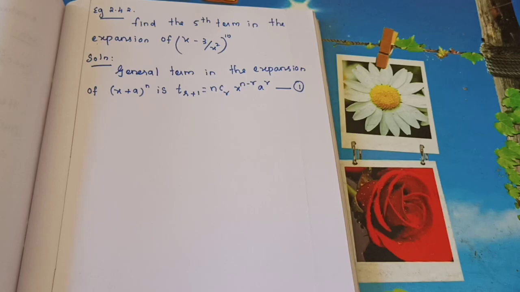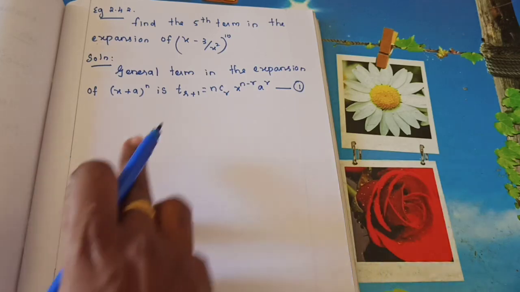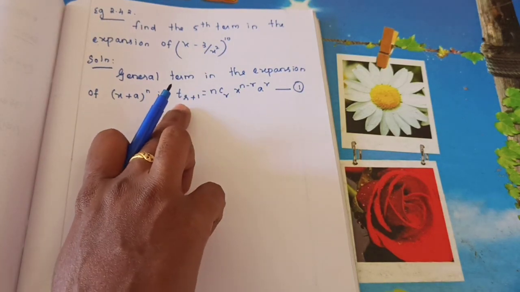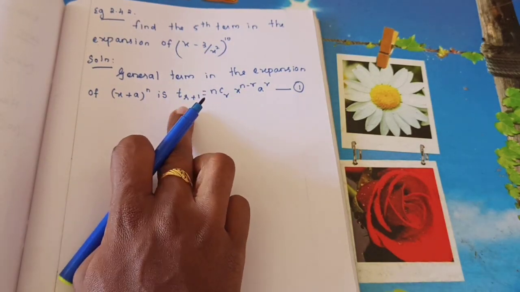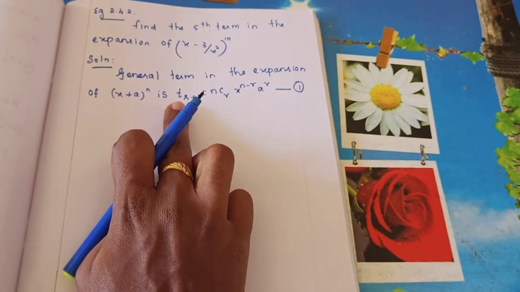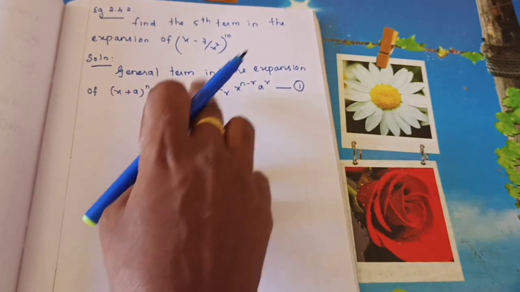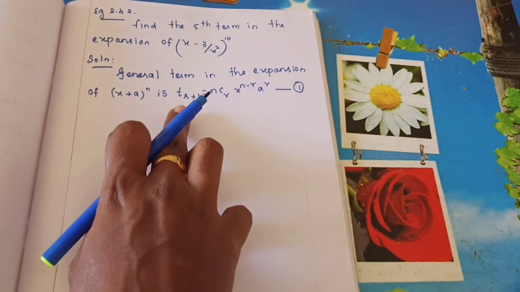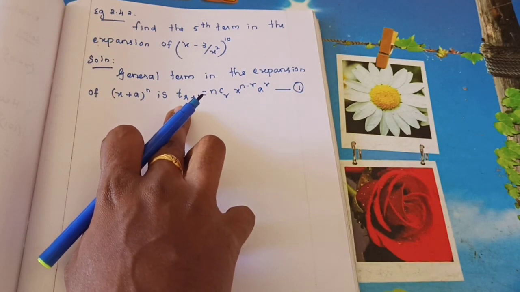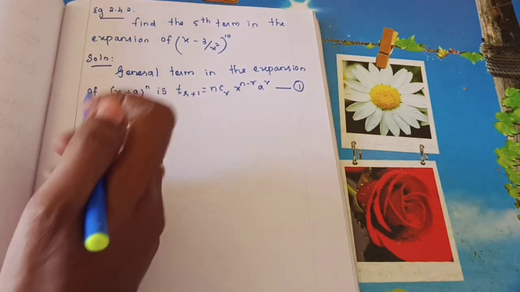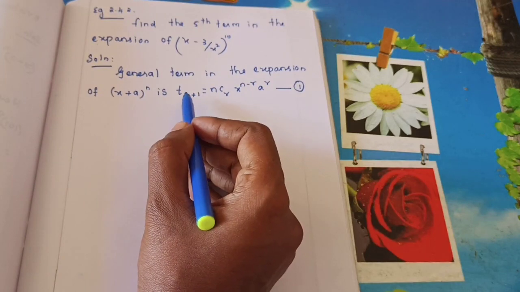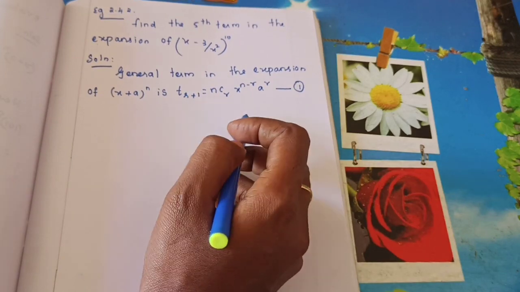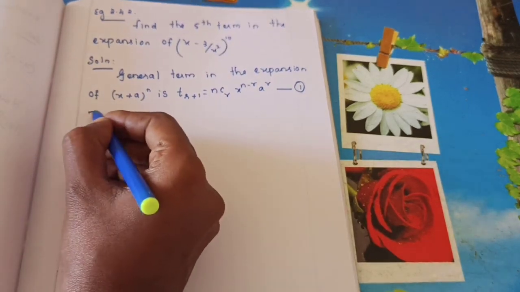Now listen to the question very carefully students. You need to find the fifth term. So if in the place of r we substitute 4, what will happen? 4 plus 1, 5. So you will get the fifth term. Got it? If they ask to find the seventh term, in the place of r if you substitute 6, you will get the seventh term. So here, if you substitute 4 in the place of r, then only you will get the fifth term.